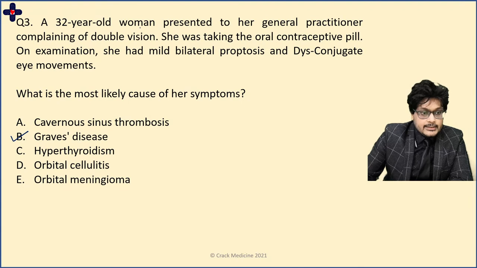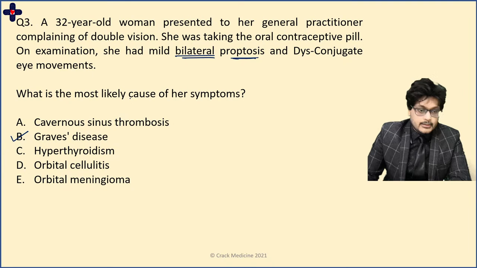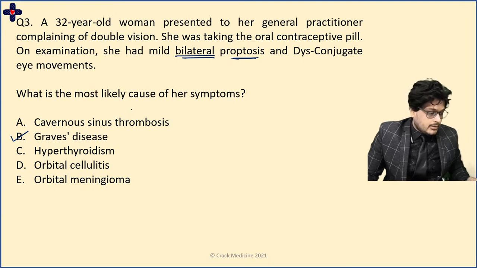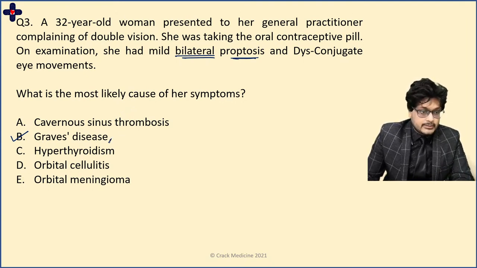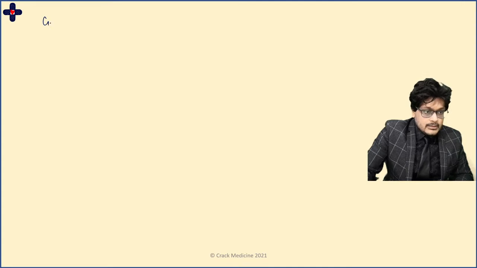But the thing is, the word bilateral proptosis over here should make you think about Graves' disease. I understand your point about cavernous sinus thrombosis being derived from this one. OCP usage is driving you towards this, but it will usually cause a unilateral one, not a bilateral. For exams, if you see bilateral proptosis, as in the eye signs are bilateral, then you should go ahead with Graves' disease.